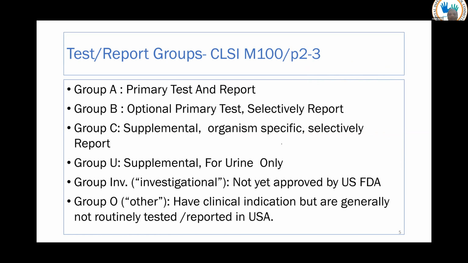Group U are the additional, specific antibiotics which are tested only for urine isolates. The classical example is nitrofurantoin. Group INV is the investigational antibiotics, which are not yet approved by the US FDA; however, they are in the process of approval. Group O includes others. Those antibiotics in CLSI have been named as O or other group, which have a clinical indication; however, they are not routinely tested or reported in US-based labs.